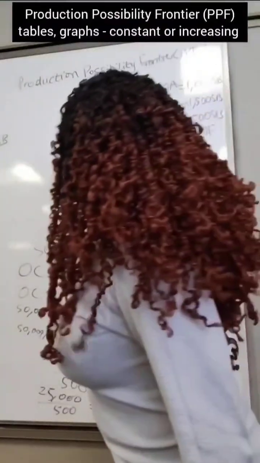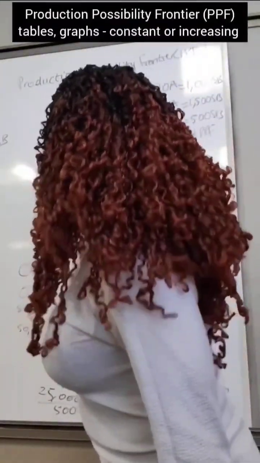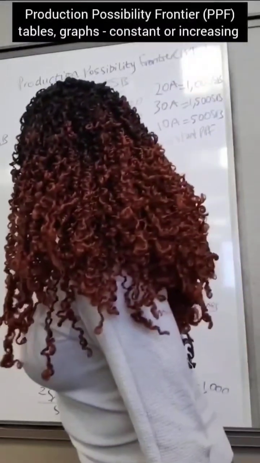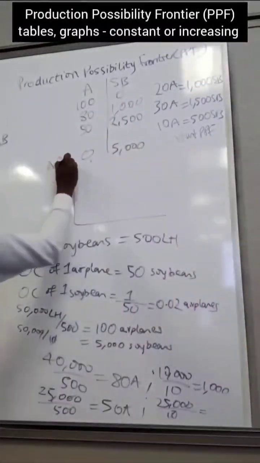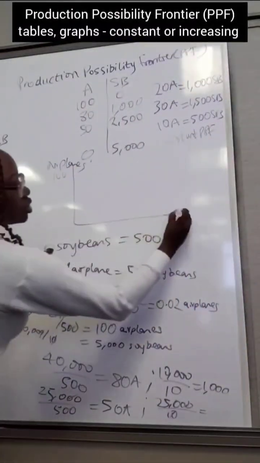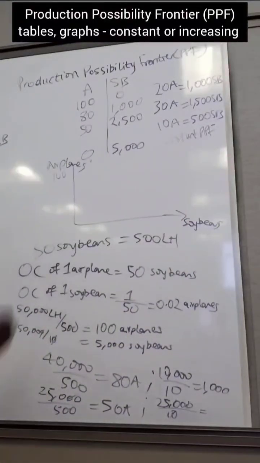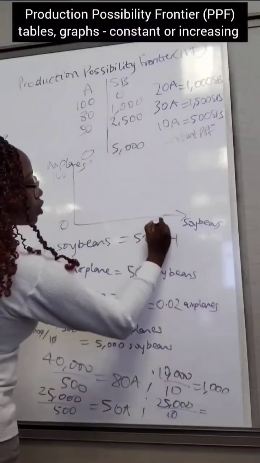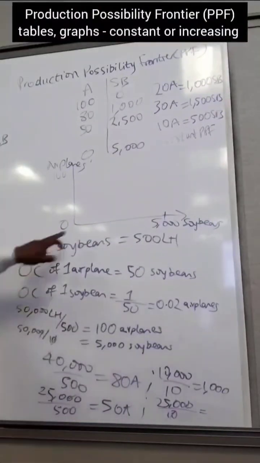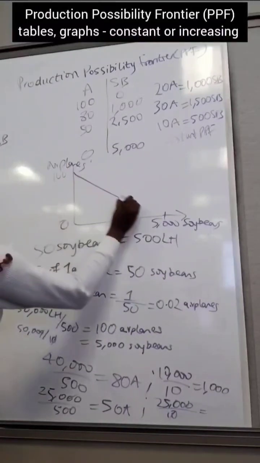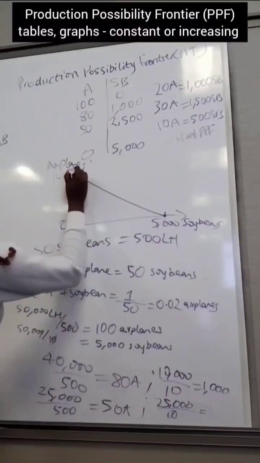And plotting the graph is going to look something like this. Remember the extremes? You start with the extremes: 100 airplanes, assuming this is the axis for airplanes, and this is the axis for soybeans. So the extremes are you either produce 100 airplanes and 0 soybeans, or you produce 5,000 soybeans and 0 airplanes. So this is the PPF line, the constant PPF line. That is why it is straight.